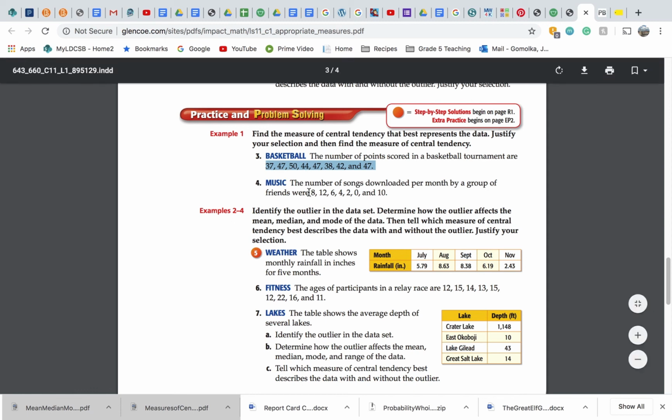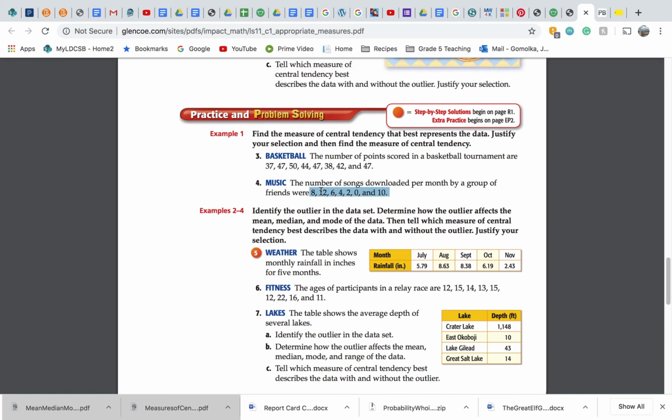What about this number right here? Music, the number of songs downloaded is 8, 12, 6, 4, 2, 0, and 10. Which measure of central tendency would make the most sense? Well, do I have any extreme values? Kind of. There is a big variation because I have something as little as 0 and something as high as 12. So there are some more extremes in there.